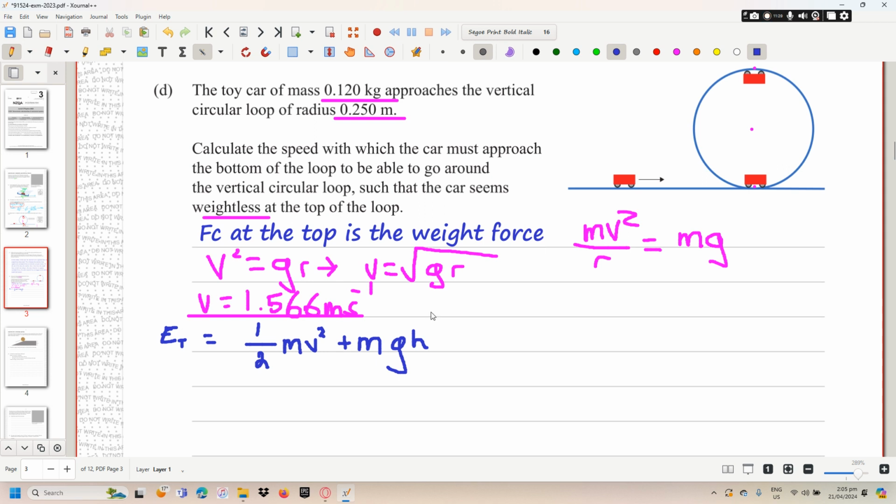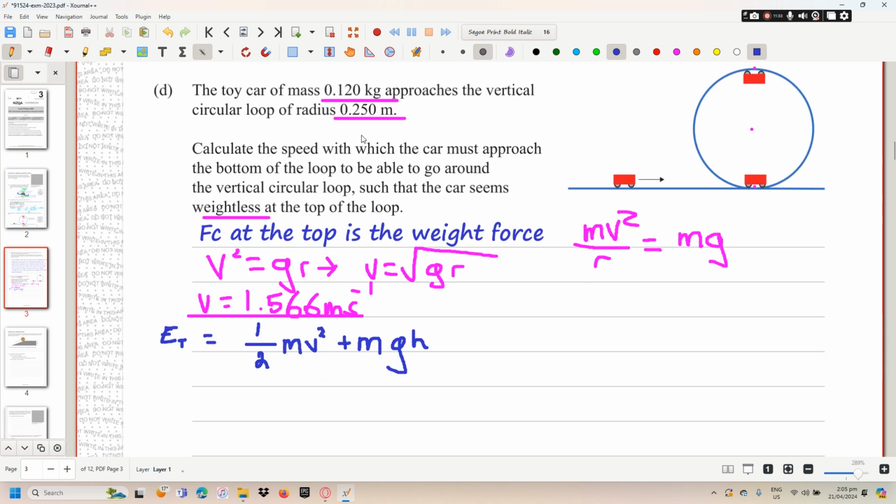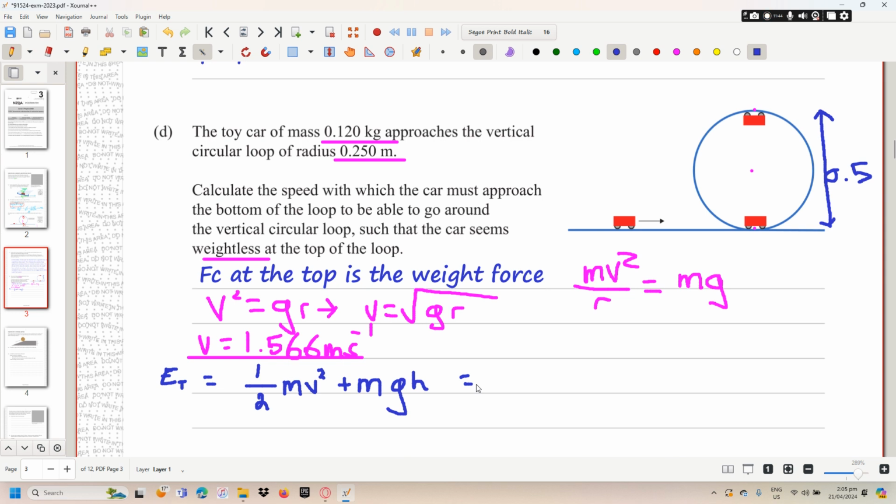Now we know the velocity at the top. It's 1.566. That's what we've deduced based on the fact that the car is weightless at the top. And we know the mass of the car, we know gravity, and we know the height of the track. It's twice the radius, 0.5. And so if you put in the numbers, you go half. The mass of the car is 0.12.